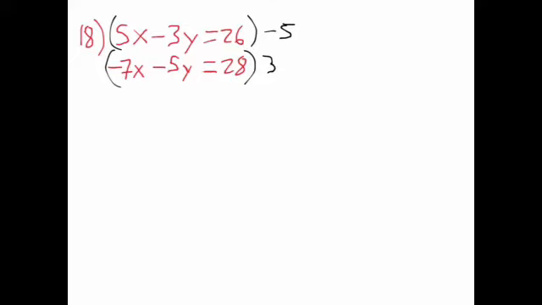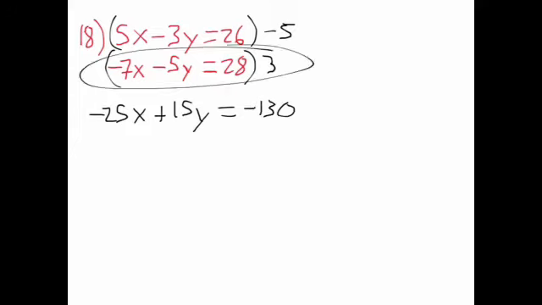So my first equation times negative 5: 5x times negative 5 is going to give me negative 25x. The negative 3y times negative 5 is going to give me positive 15y. And then that 26 times negative 5 is going to give me negative 130.